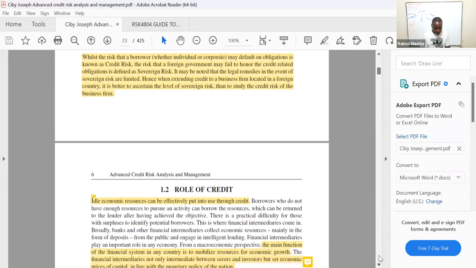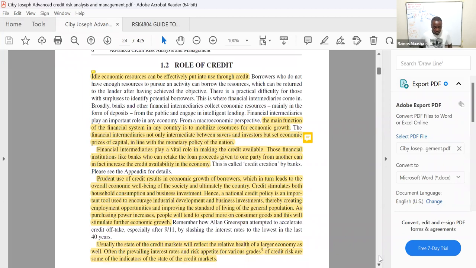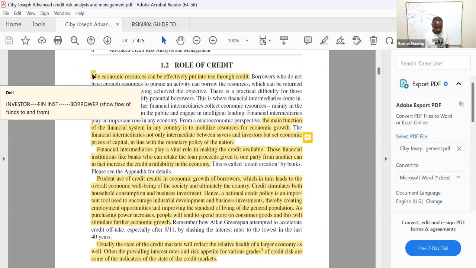On section 1.2, we also look at the role of credit. So here they say, idle economic resources can be effectively put into use through credit. Which means, when you look at idle economic resources being effectively put into use through credit, this is where we look at the relationship between the supplier of credit, which is the investor, and, through the intermediary, which is the financial institution, the borrower of credit, which is basically the party that needs to borrow money from the financial institution, right?